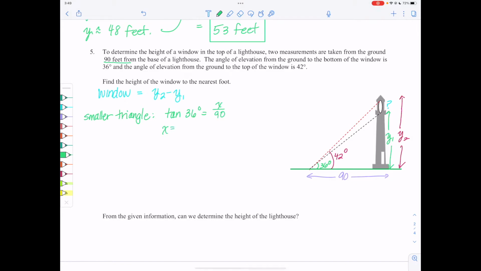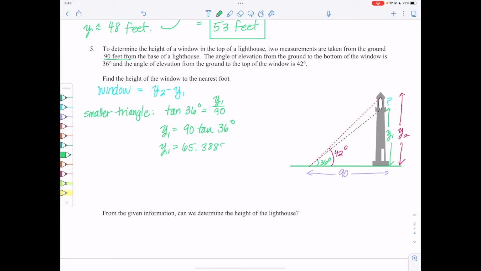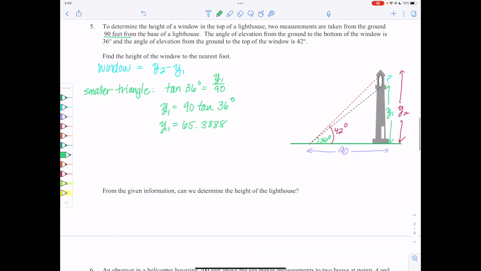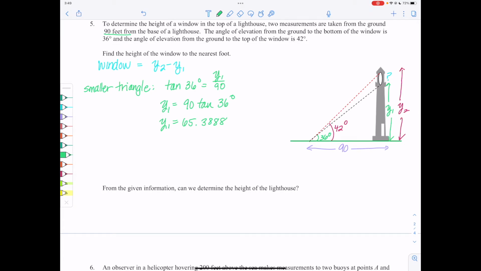So x is equal to, and I should have used y1. So y1 is equal to 90 multiplied by the tangent of 36 degrees. So y1 is 65.3, and we'll use a few decimals here so we don't have any rounding errors. We'll round once we're finished subtracting. Okay, let's go to the larger triangle.